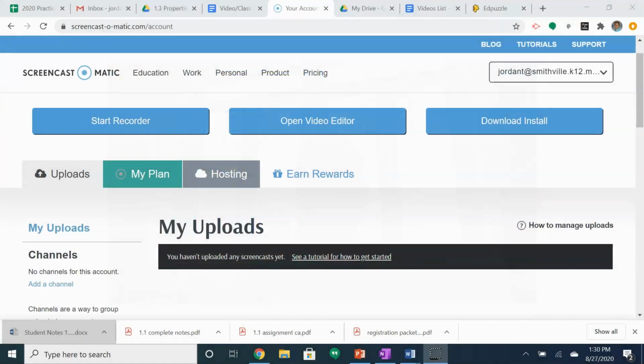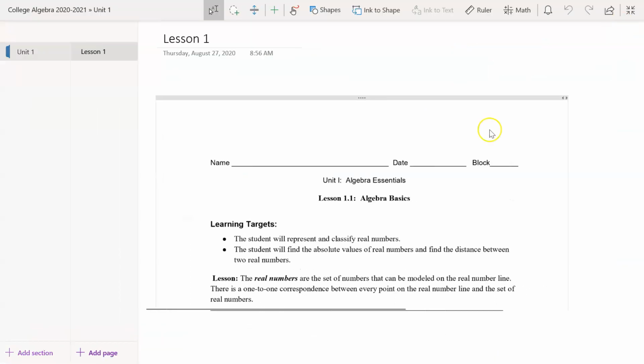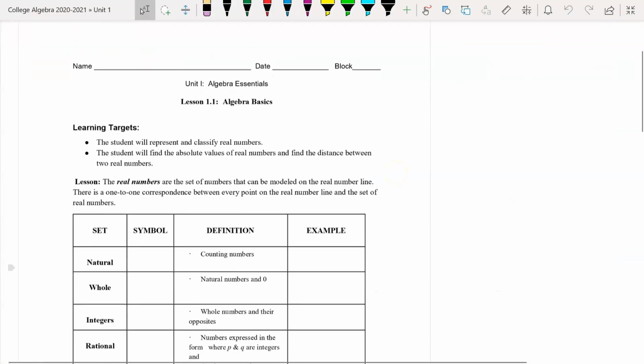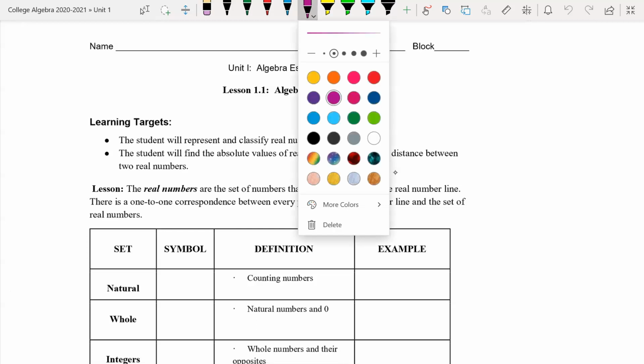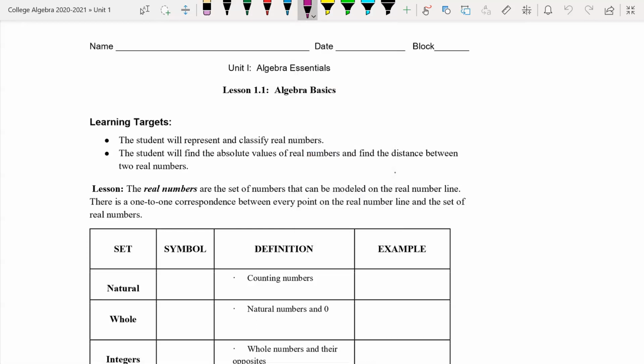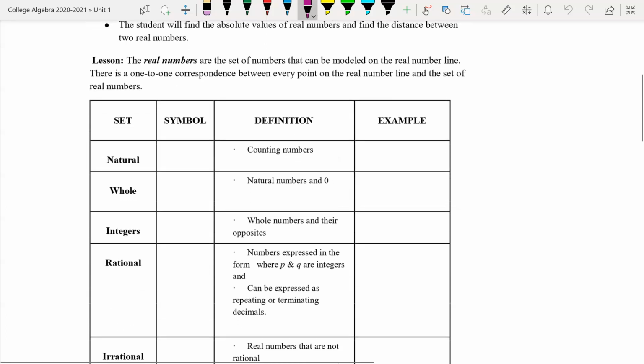All right, so what we're talking about today, like I said, is the basics of algebra. So the learning targets are you're going to represent and classify real numbers, and we're also going to talk about the absolute value of real numbers and find the distance between two real numbers. So the first thing is just to talk about the different classifications. I'm going to start from the lowest classification up to the highest.